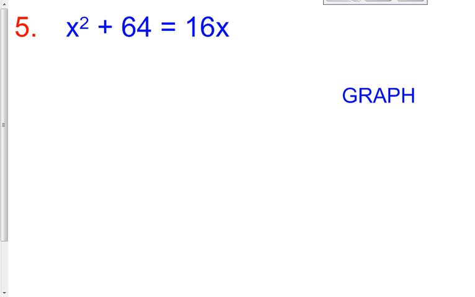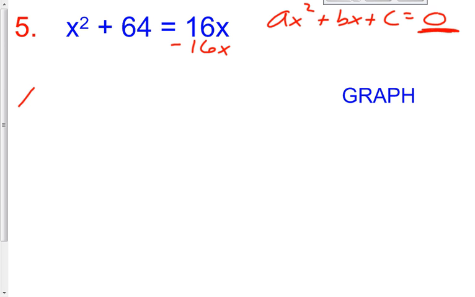Number 5. We always want to get it into the form ax squared plus bx plus c equals 0. You want a 0 on the right side. So if you want a 0 on the right side, let's subtract 16x first. So putting it into descending order, x squared minus 16x plus 64 equals 0.